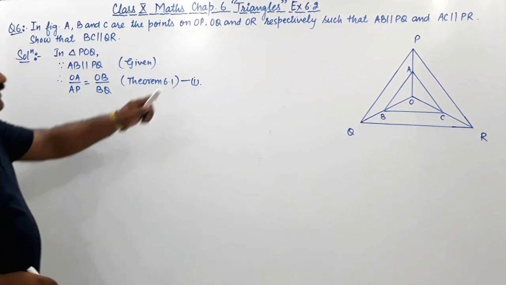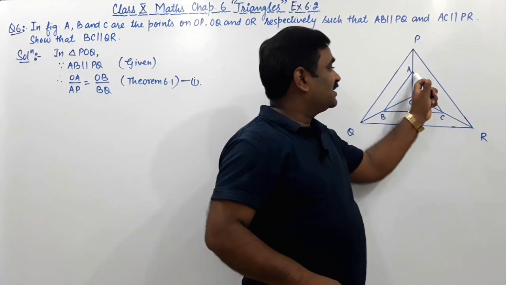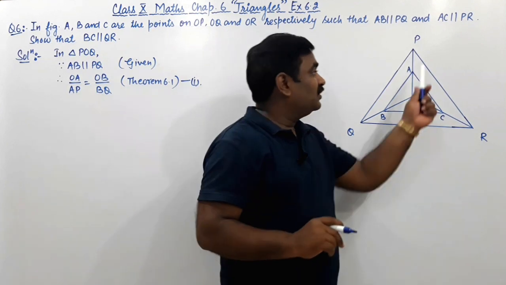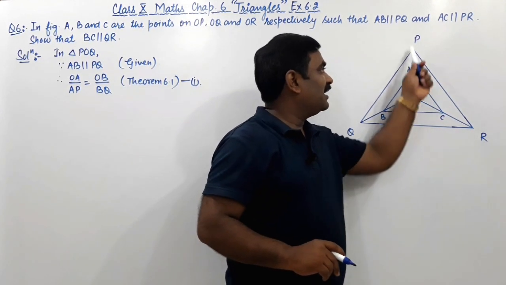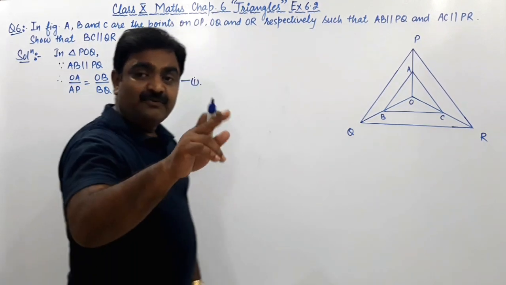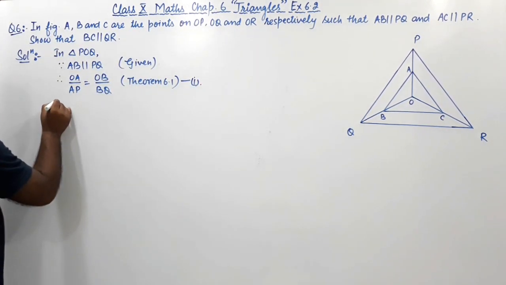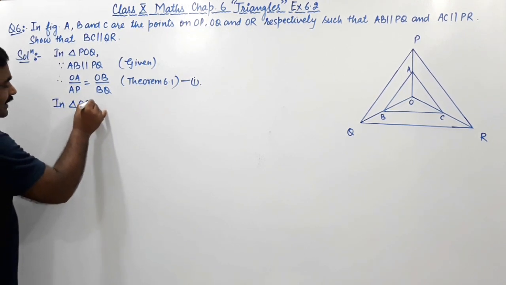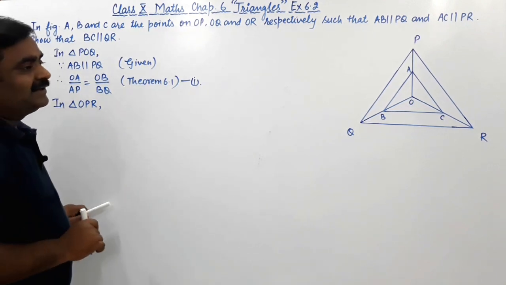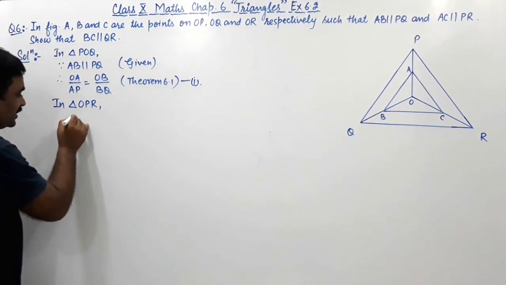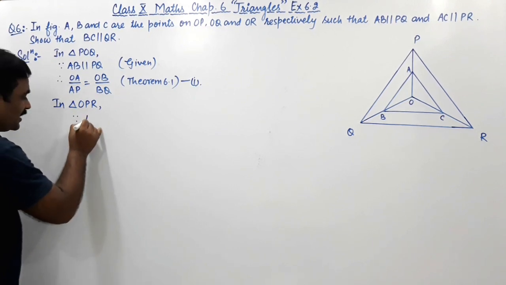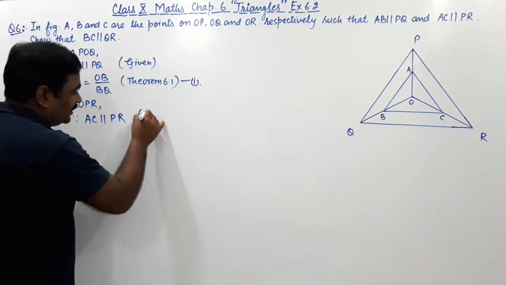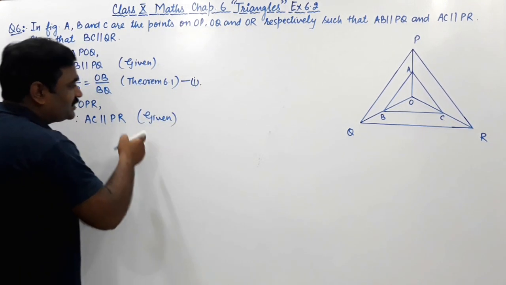Now the second thing, what was given? AC is parallel to PR. So this AC and PR belong to which triangle? Triangle OPR. So now we have to take this triangle. In triangle OPR, AC is parallel to PR. Why? Because it is given in the question.